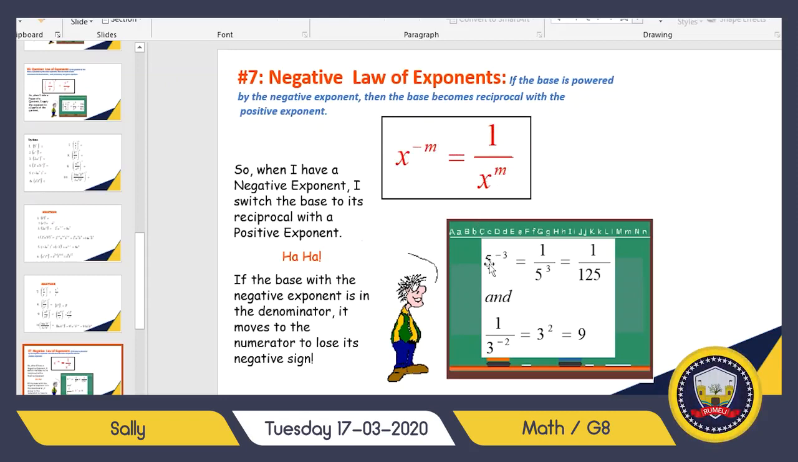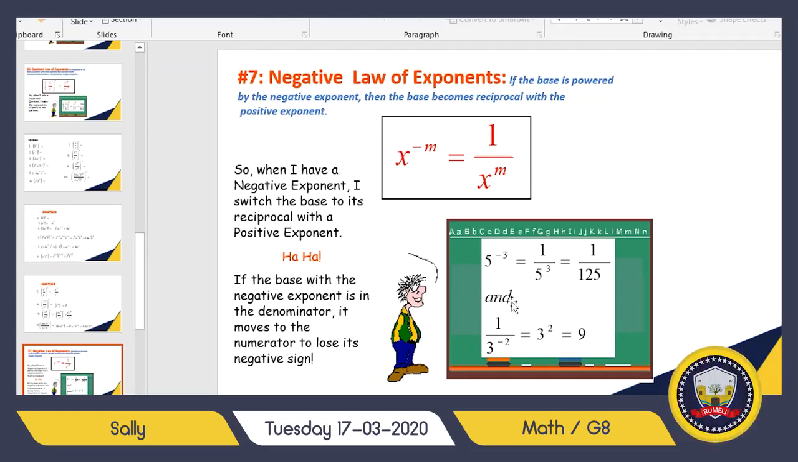For example, if I have 5 power negative 3, I cannot keep it like this, because this is not right. In math, I cannot leave a negative power as it is. I will just put it as 1 over 5 power 3. I will just change the form. 5 power negative 3 means 1 over 5 power 3.